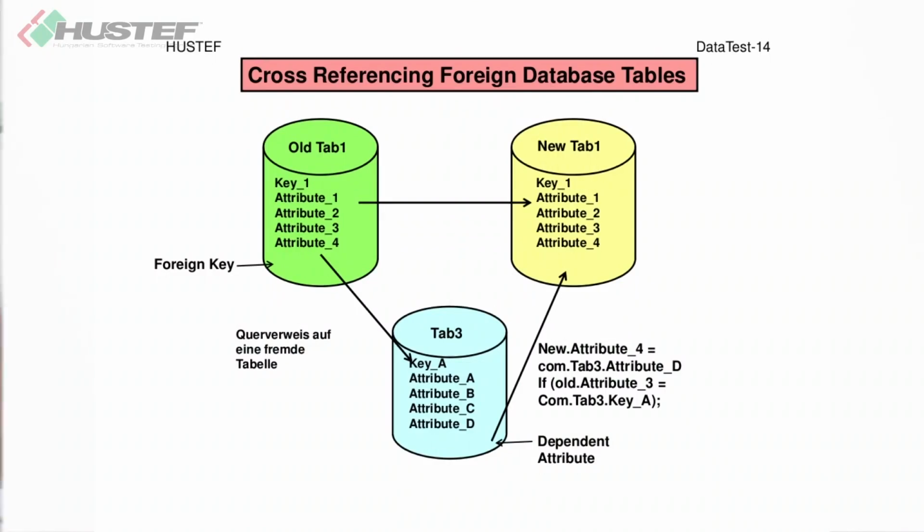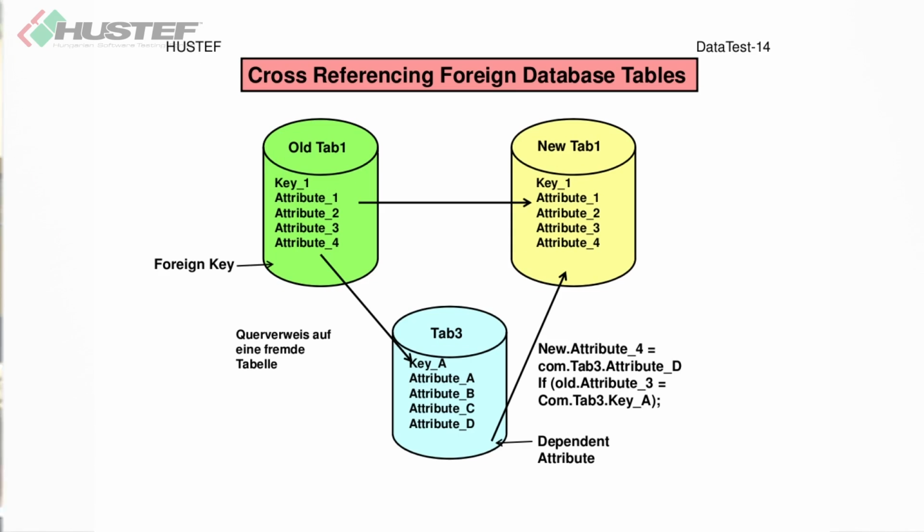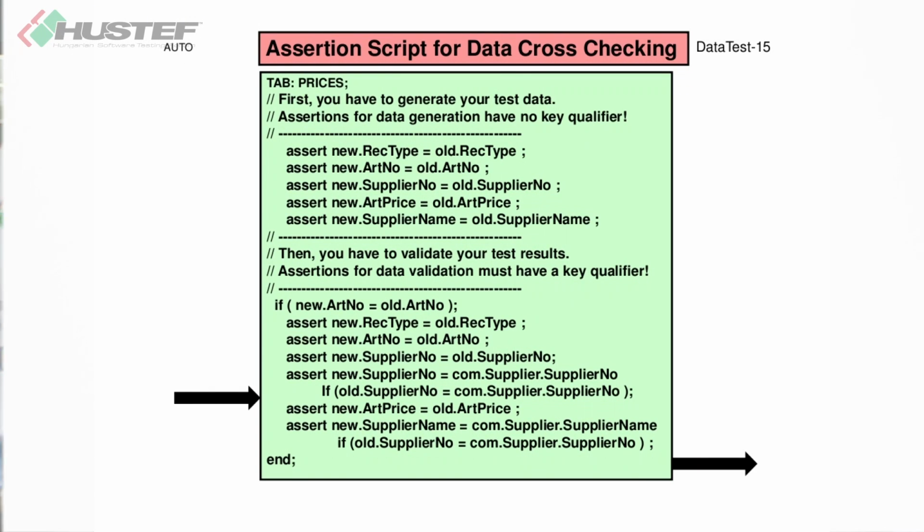Now, you can also cross-check from one table to the other. So you can, in the old table 1, check the attribute 4, look up in the table 3, and you say the table 4 is the common. I use this abbreviation common for the data which is cross-checked, is attribute D if the old attribute 3 is equal to tab 3 key A. So this is a way of comparing data across tables. This is the assertion script for data cross-checking.